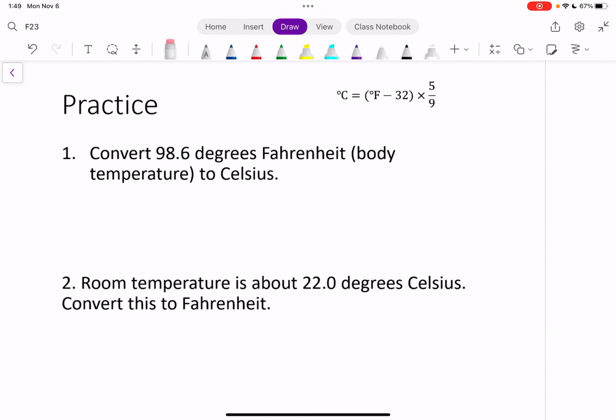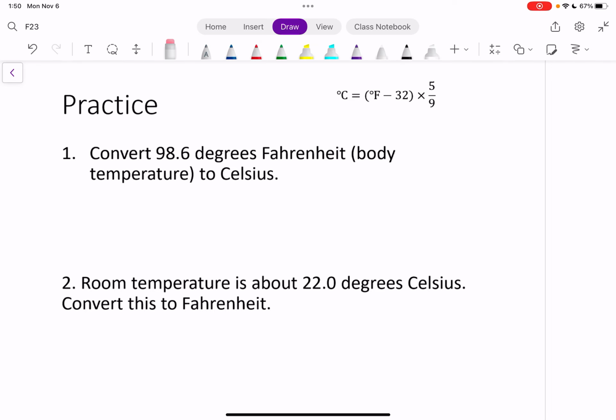All right, so this says convert 98.6 degrees Fahrenheit, which is our body temperature, to Celsius. And then number 2 says room temperature is about 22 degrees Celsius. Convert this to Fahrenheit. So in the first one, we're going from Fahrenheit to Celsius, and in the second one, we're going from Celsius to Fahrenheit. So let's try this out using the equation above.